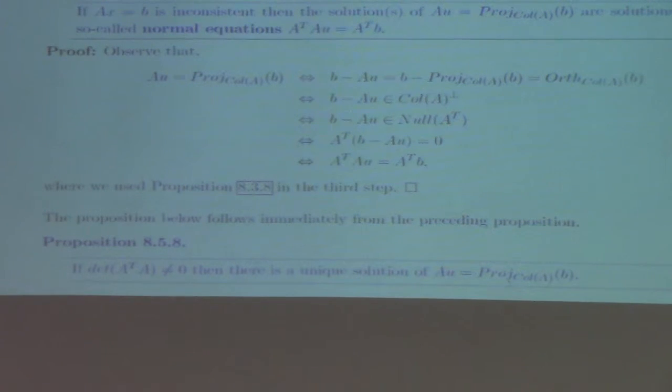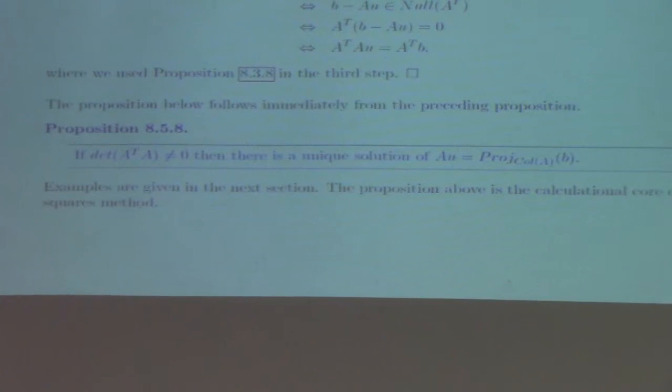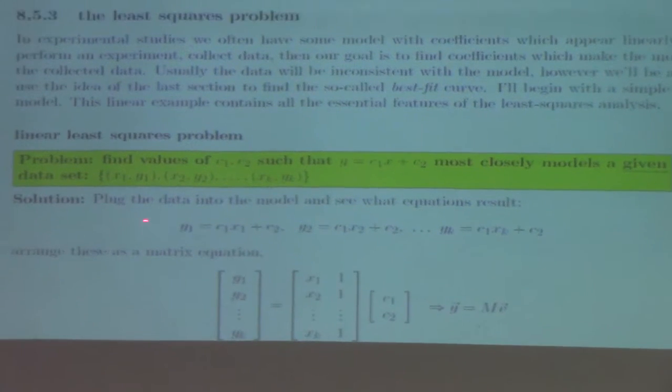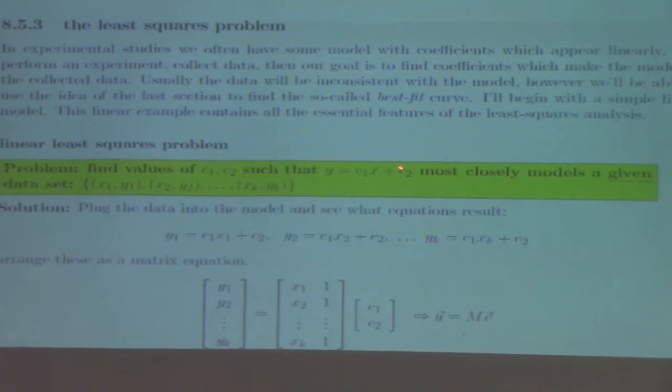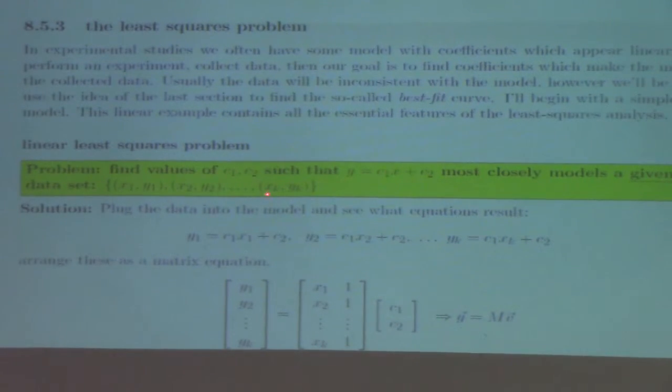And this is where least squares regression comes into play. This is actually least squares regression, the formulas I'm about to show you here. Now, of course, details: if the determinant of A transpose A is non-zero, then there's a unique solution. If the determinant was 0, then you could have infinitely many solutions to the least squares problem. But you still got solutions, so what's the problem? So here it is, the linear least squares problem: find values C1 and C2 such that this line most closely models a given data set, x1, y1, x2, y2, dot, dot, dot, xk, yk.